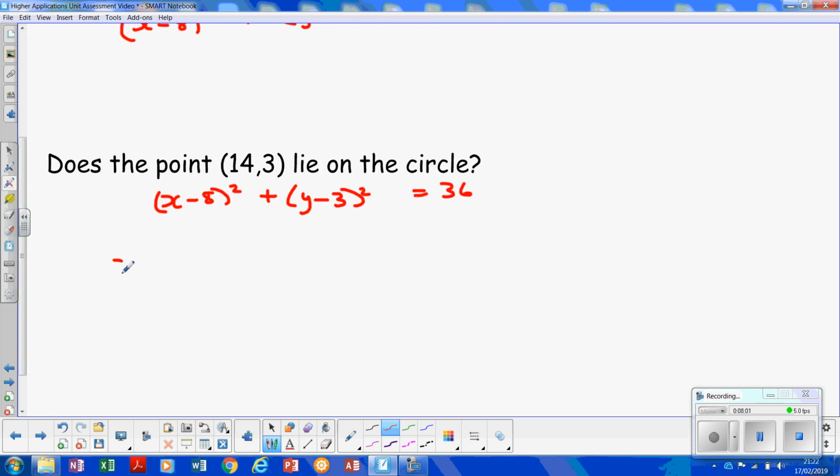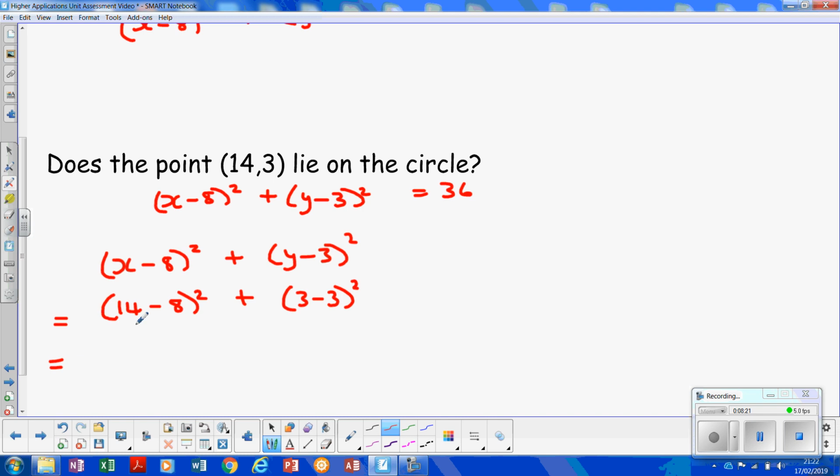So if I take (x minus 8) all squared plus (y minus 3) all squared, and we'll work that out. So x is 14, so I've got (14 minus 8) all squared plus (3 minus 3) all squared. That gives me 14 take away 8 is 6, so that's 6 squared plus 0 squared, which is equal to 36. So therefore the point lies on the circle, and that's because the left side is equal to the right side.